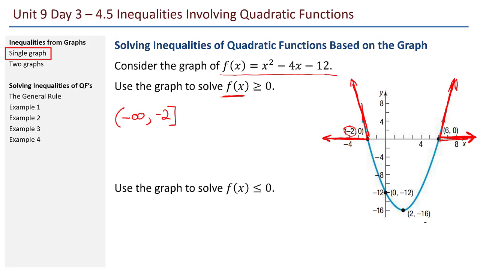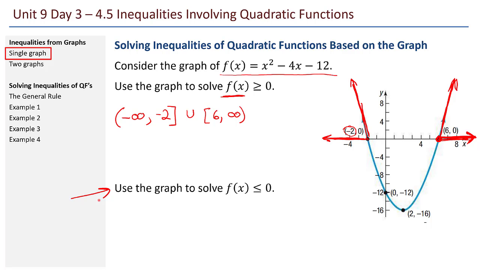Or also looking at the right part of the graph, if x is 6 or greater. So 6 or greater. And I take the union of those two intervals. So that's the solution to this problem. Those are the x values that make f of x greater than or equal to 0. Let's look at the next question.